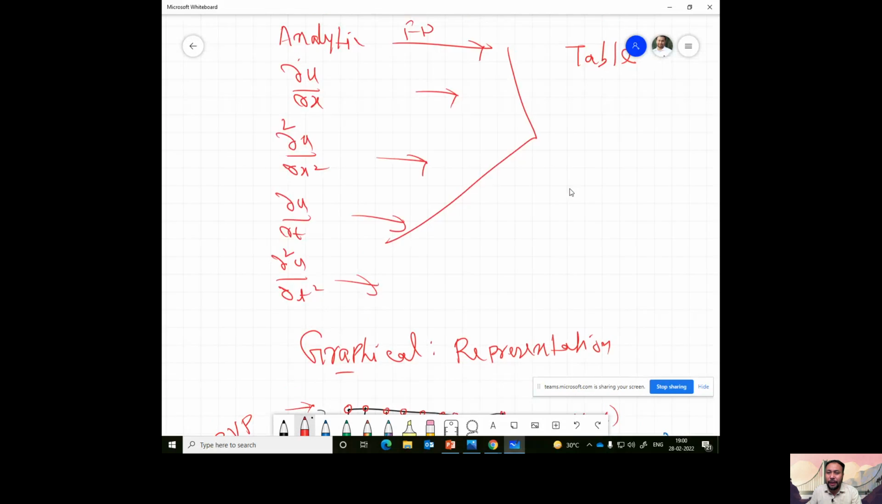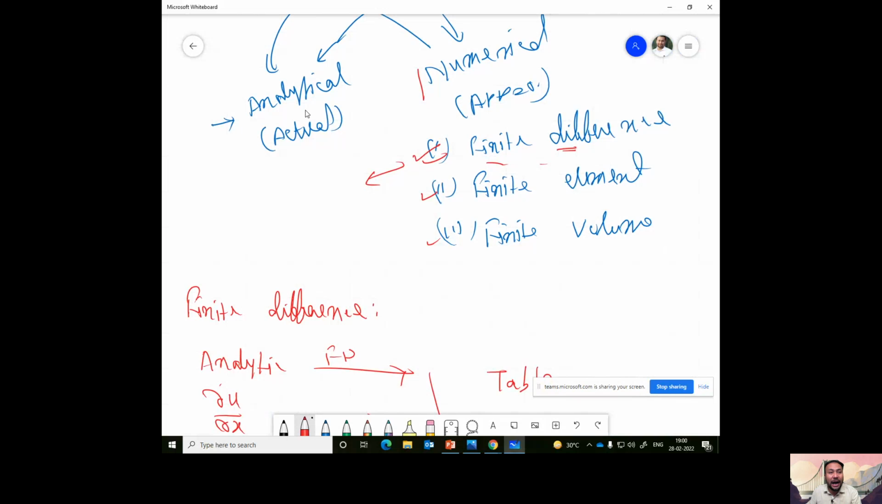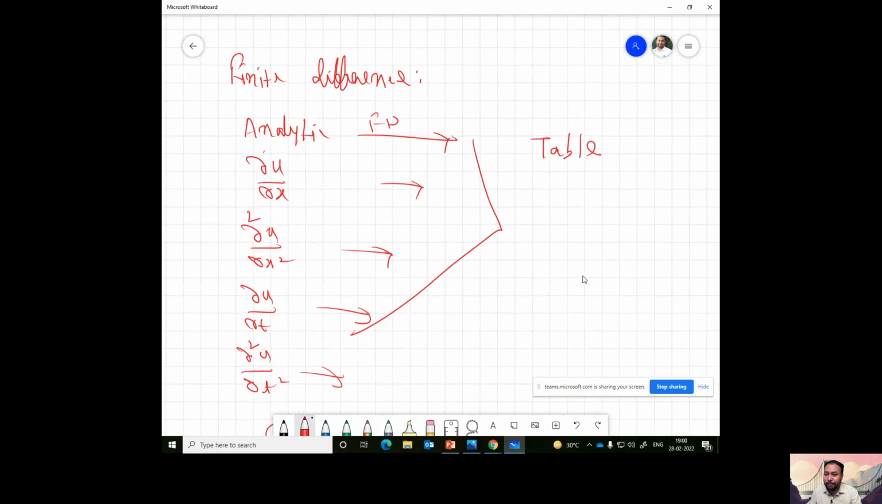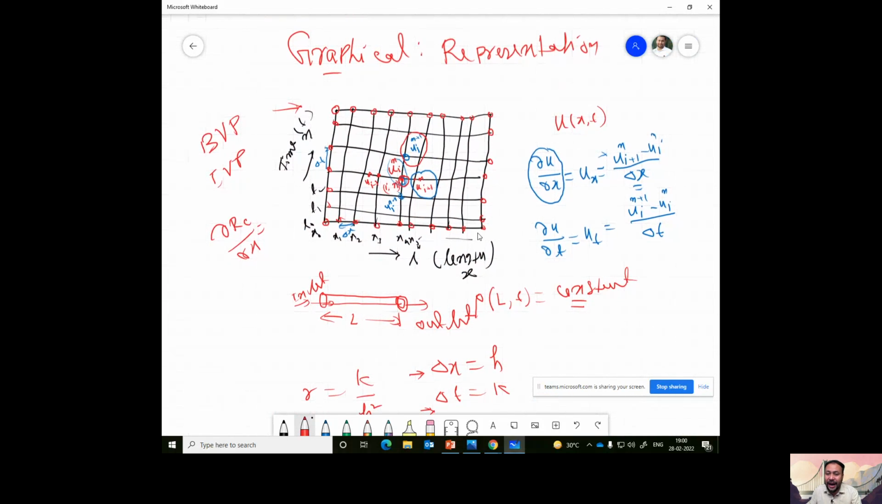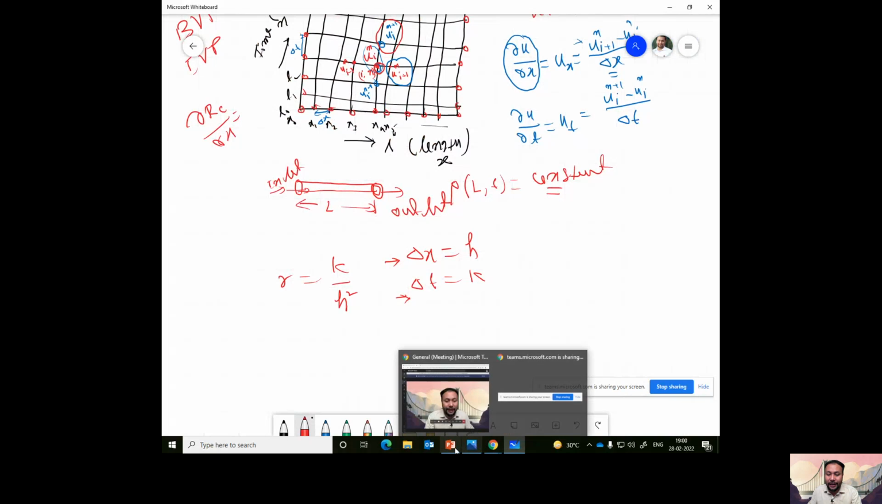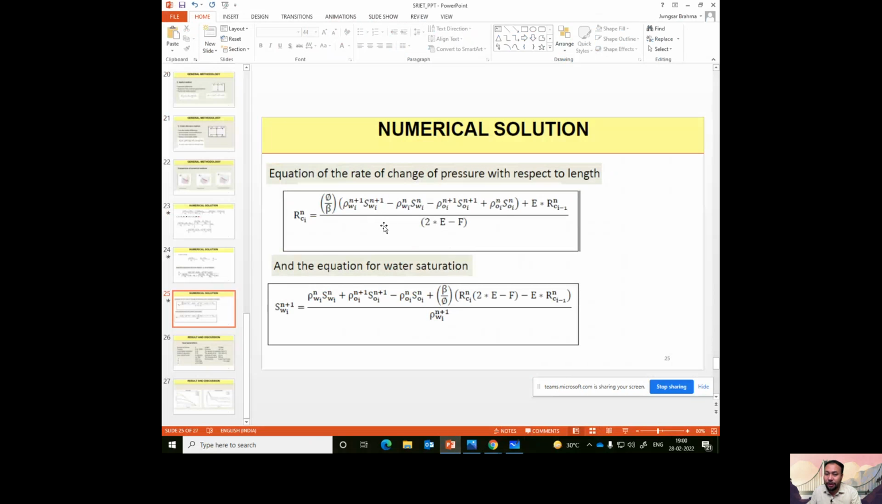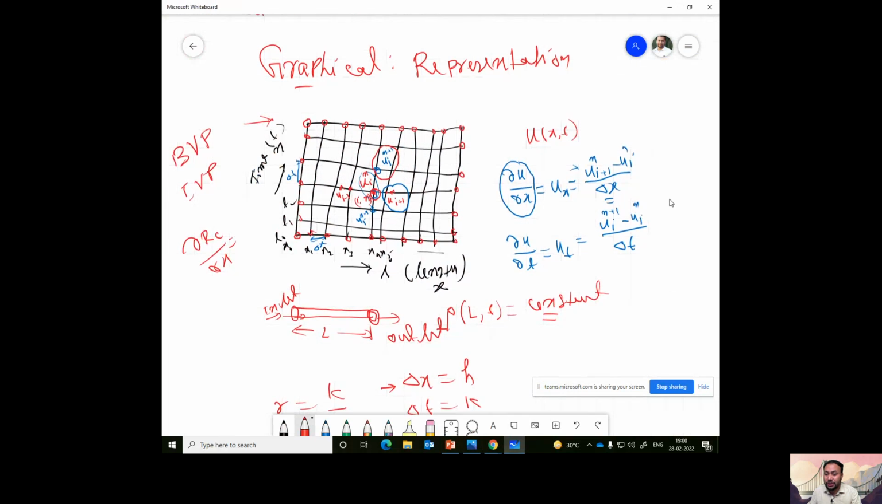Why is it not possible by our traditional method? Because it is highly nonlinear. It is not possible to solve it by analytical methods. That's why we took the help of finite difference, in a discretized form. After the discretization, we apply the initial and boundary conditions. From the first equation, we can get the change of pressure. From the second equation, we can get the water saturation distributions.